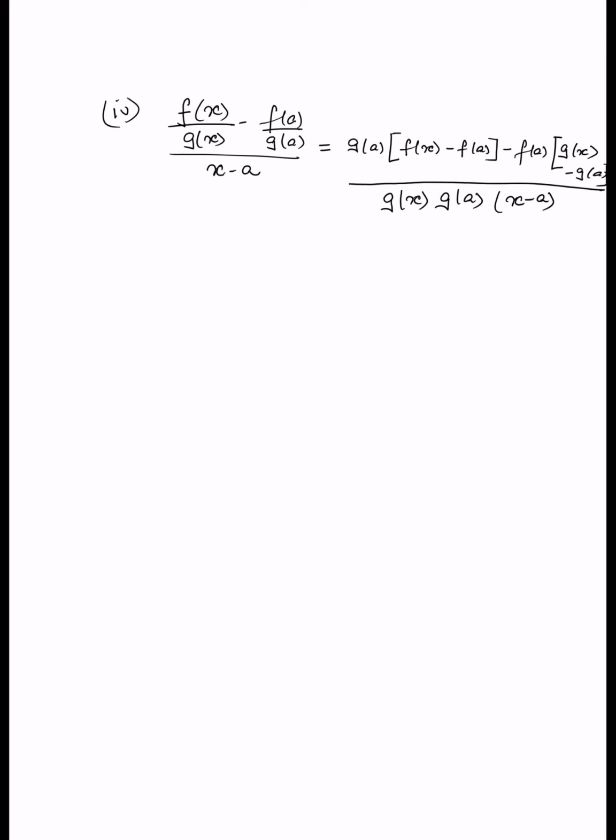And now you can easily see that since f of x minus f of a upon x minus a tends to f prime as x tends to a, you have g of a times f of x minus f of a by x minus a tends to f prime a, because f is differentiable at a. Similarly, you get minus f of a times g of x minus g of a by x minus a becomes g prime a upon g of x. g of x of course tends to g of a because of the continuity of g at a, and so that gives you g square a in the denominator. So this is how you would prove the quotient rule.